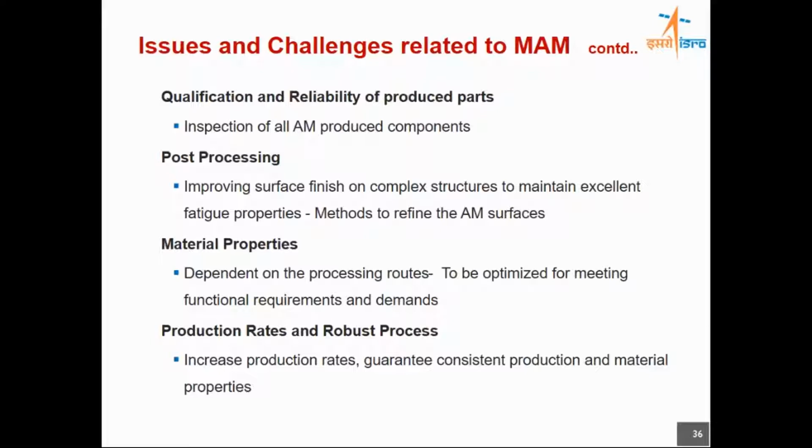And also the material properties, depending on the processing route, we have to consider what the functional requirements are. Based on that, we have to choose the optimum process route, and also the production rate and a robust process. We need to increase the production rates and also guarantee consistent production and material properties. We cannot compromise on any of these when we try to do mass production.